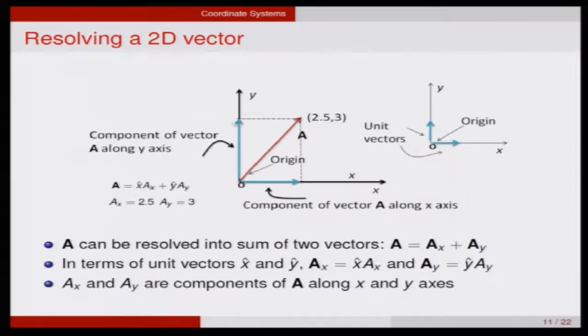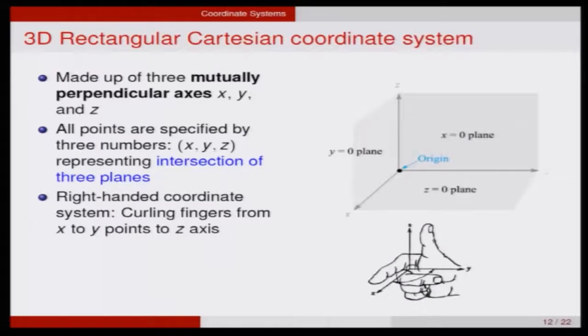The only thing is, x will be changing along the horizontal line, whereas x will be constant here and y will be changing as you move up and down. So, any point in a 2-dimensional coordinate system was represented as the intersection of two lines.